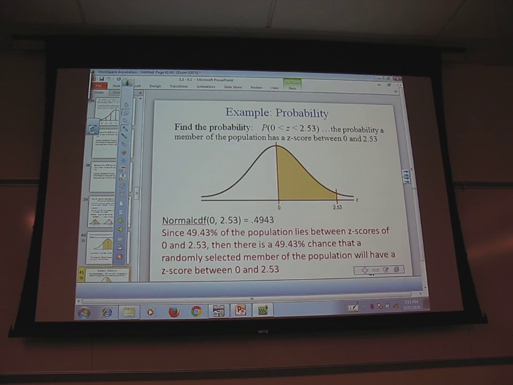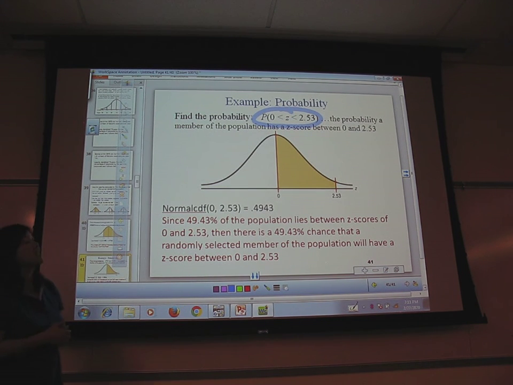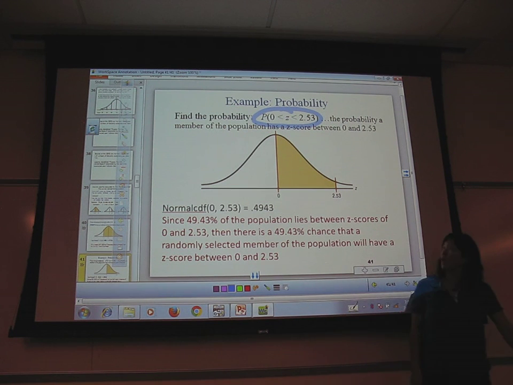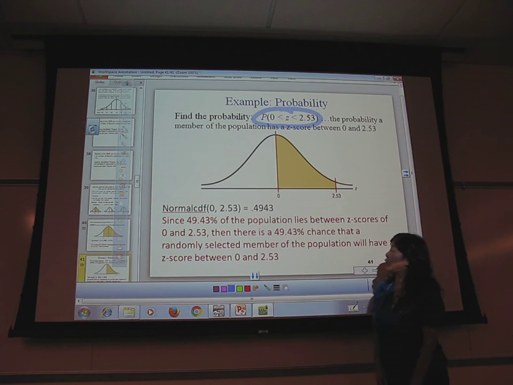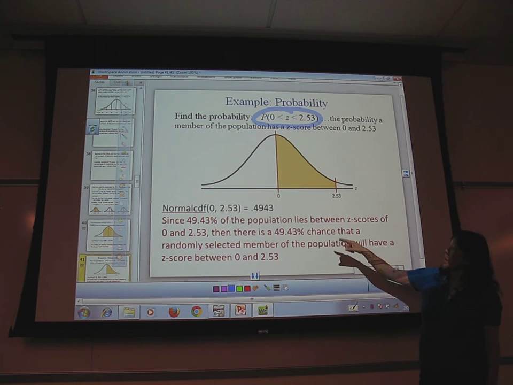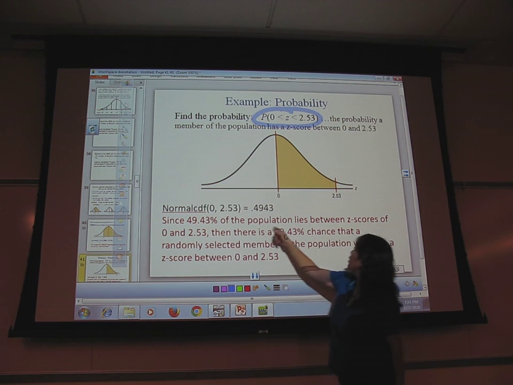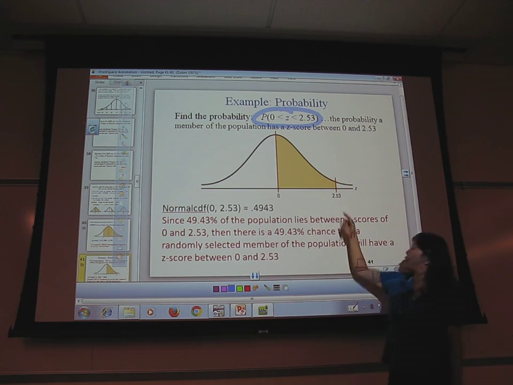Here's another thing. It also can be written like this: the probability that z is between these two numbers. That's a probability that a member of the population has a z-score between 0 and 2.53. If you do normal CDF of 0, 2.53, you'll get 0.4943. That means that 49.43% of the population lies between z-scores of 0 and 2.53.